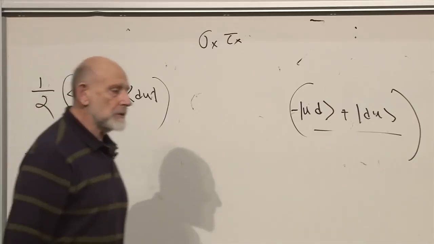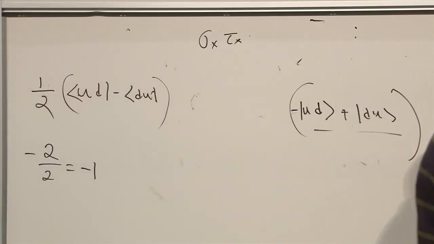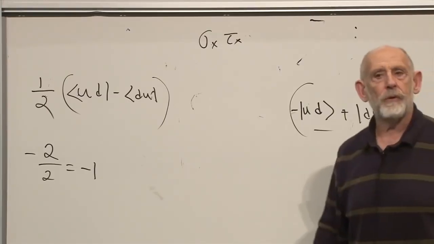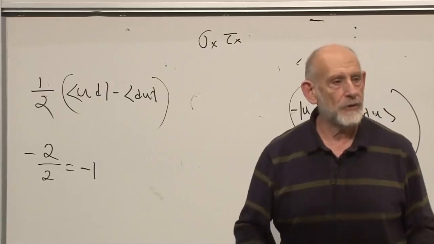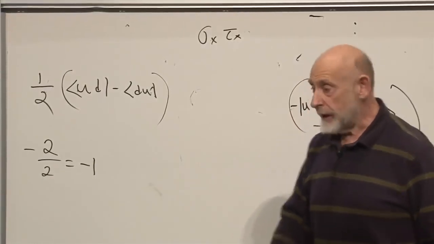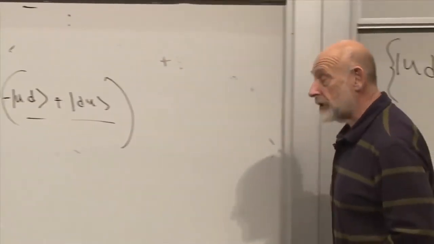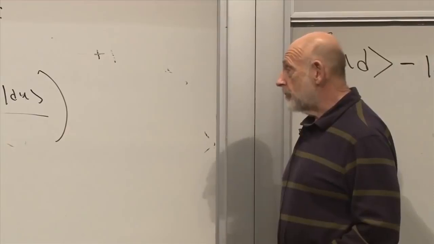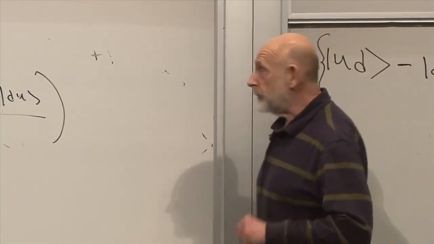What does it say? This is kind of interesting. The expectation value of sigma x by itself was 0. The expectation value of tau x by itself was 0. The expectation value of sigma x times tau x is -1. Let's see if we can see why.